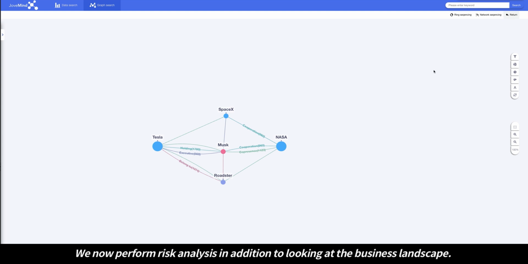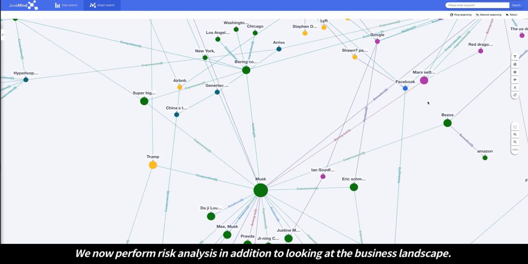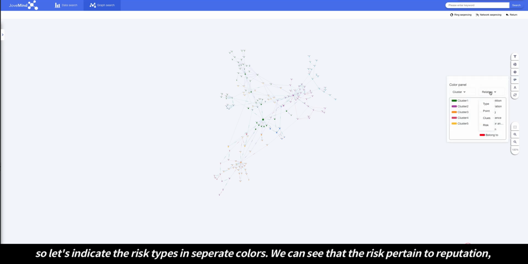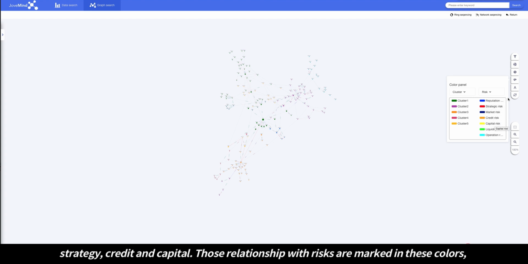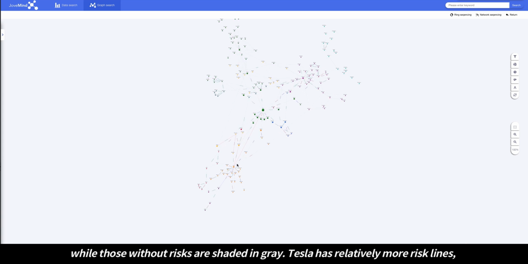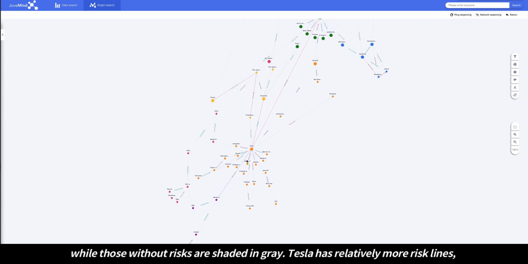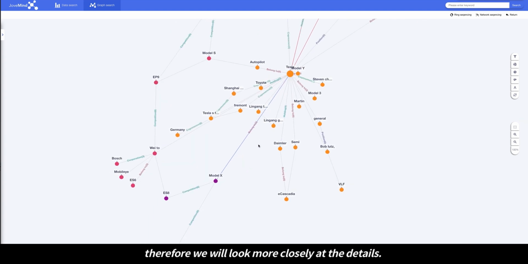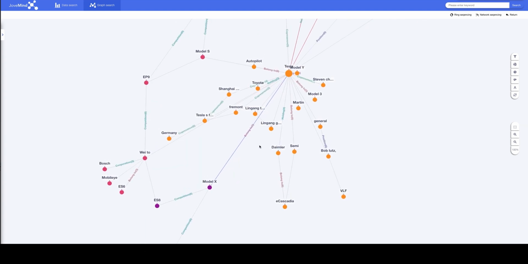We now perform risk analysis in addition to looking at the business landscape. The entity dots have just been colored again, so let's indicate the risk types in separate colors. We can see that the risks pertain to reputation, strategy, credit, and capital. Those relationships with risks are marked in these colors, while those without risks are shaded in gray. Tesla has relatively more risk lines, therefore we will look more closely at the details.